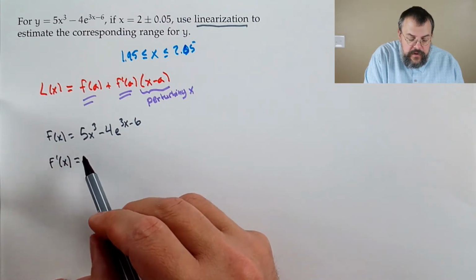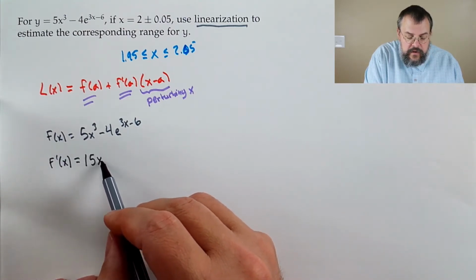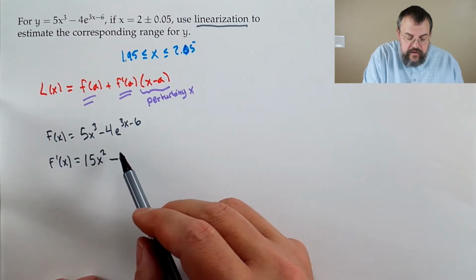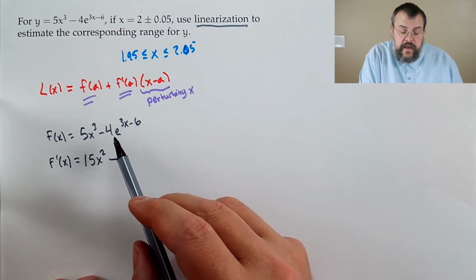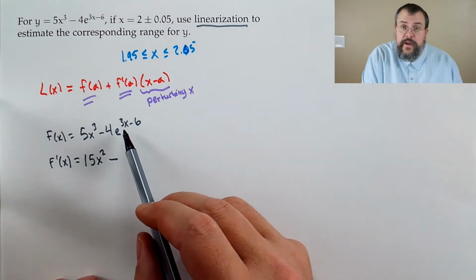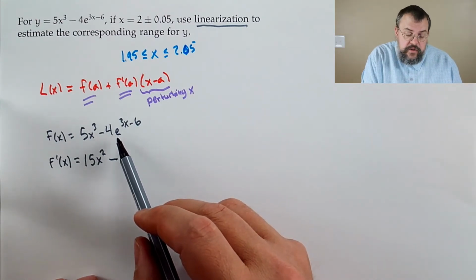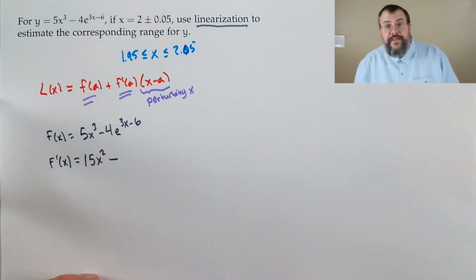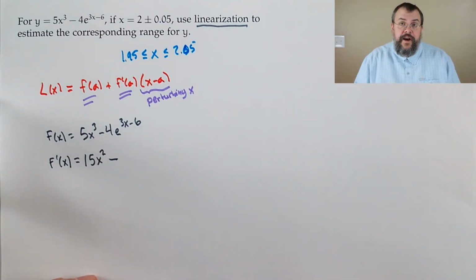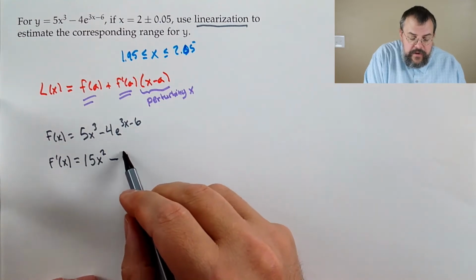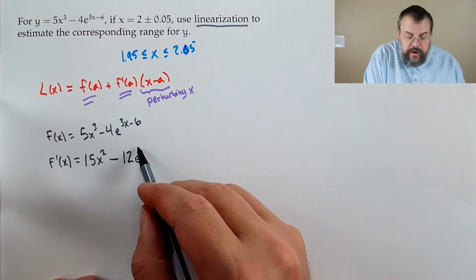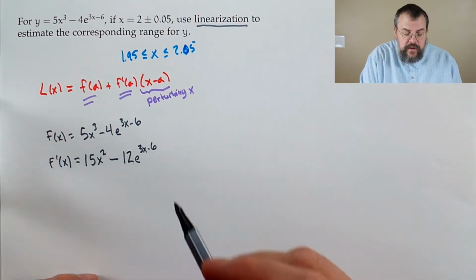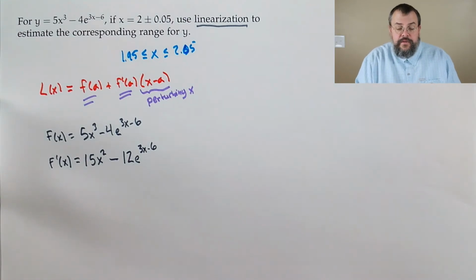Well, take the derivative: 15x squared minus, now 4 is a constant, and if you're taking the derivative of e to the power of 3x minus 6, use the chain rule. It'd be e to the 3x minus 6 times the derivative of the inside, which means that you're going to get a 3 coming down, so you're going to have a 12 e to the power of 3x minus 6. So there's my function and my derivative.